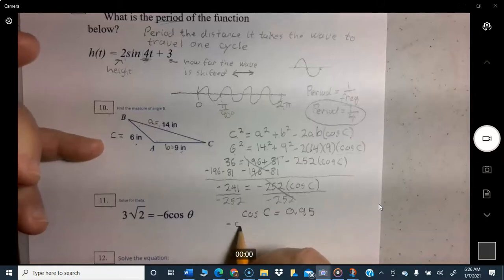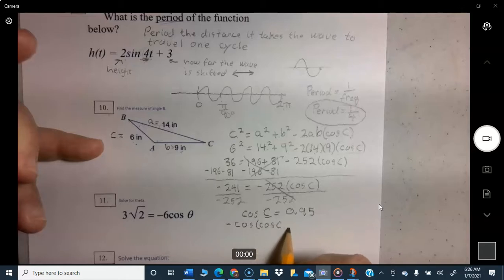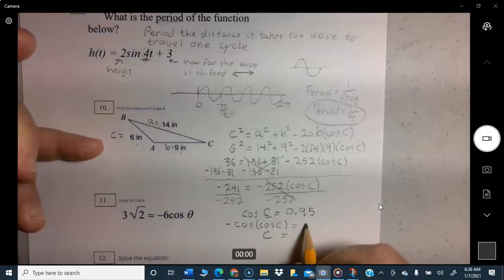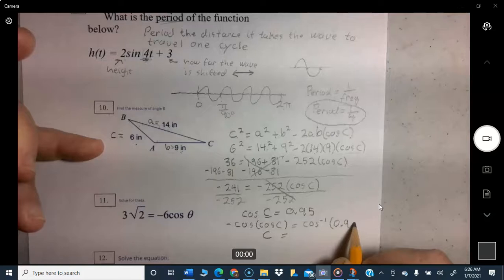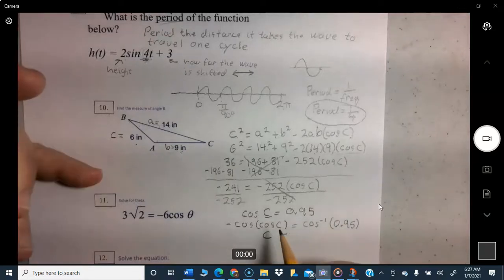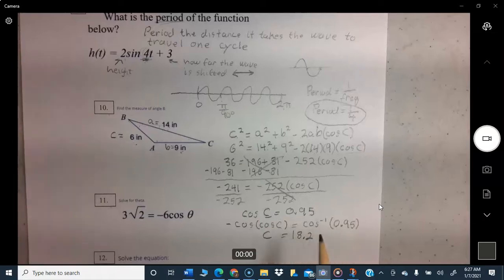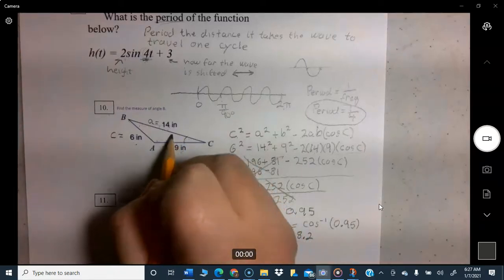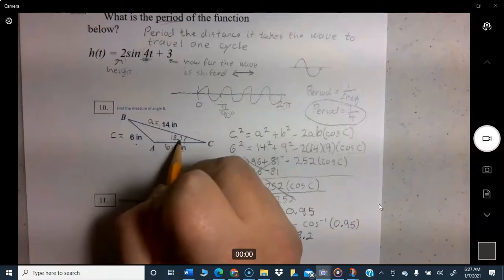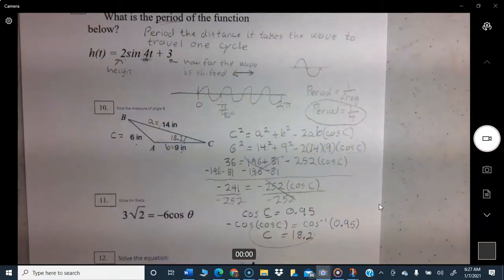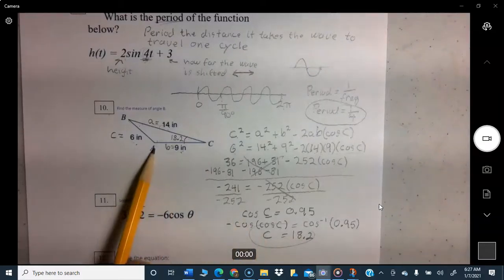Now we're going to take the inverse cosine, because we want to know what C is, of cosine C. And that's simply going to be C. And the inverse cosine of 0.95 gives us 18.2. Okay, so that means this angle right here is 18.2. That's angle C that we just figured out. And now it wants us to figure out the other angles, A and B.